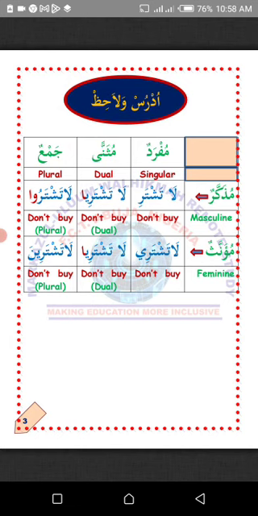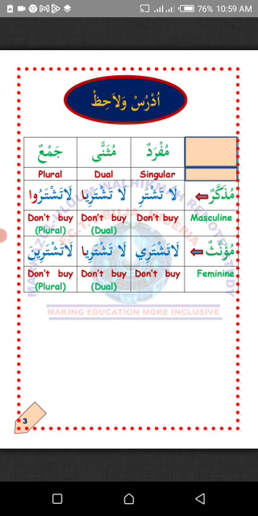Mudhakkar, masculine. This is a word in Arabic that represents a male person or a male object. Just like the verb لا تشتري can only be used to talk to a single male person. So if they are two, you attach alif, then you retain the lost noon. So the verb لا تشتري will now become لا تشتريا, which means don't buy, commanding two male persons.